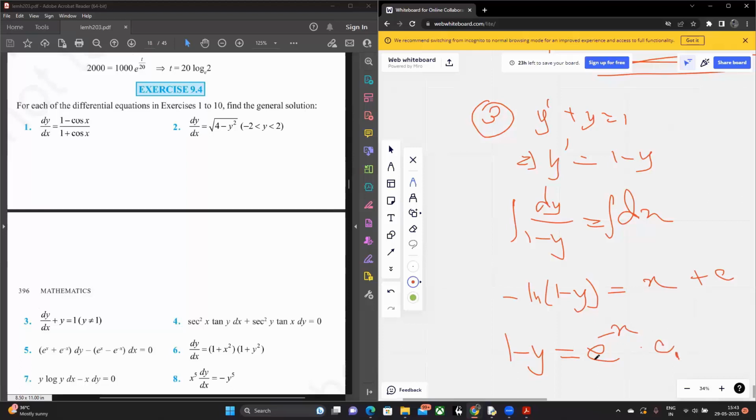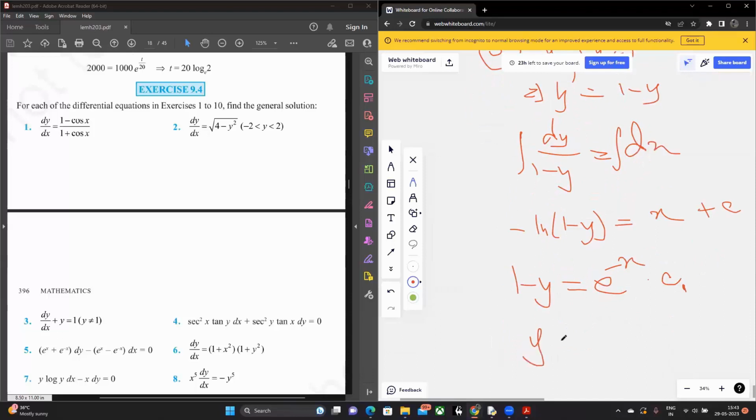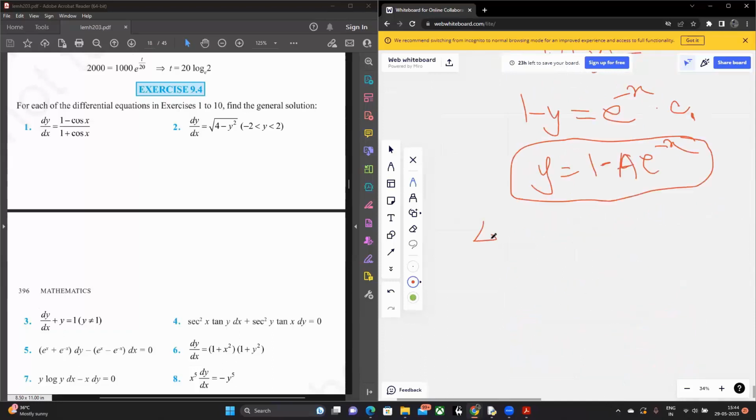Because if this is minus c, then you can basically write this as e power c, which is again a constant, which is c1, right? And basically condensing that, you have y equals 1 minus c power minus x. That is a general solution, right? Or instead of c, you can basically write this as 1 minus a power minus x, whatever. Nobody actually cares.